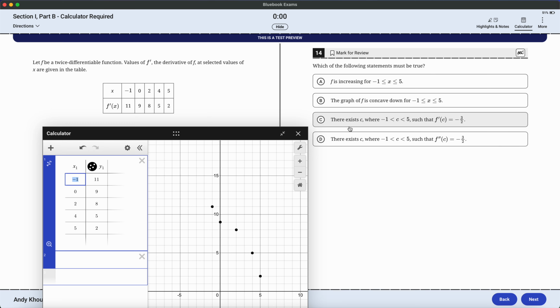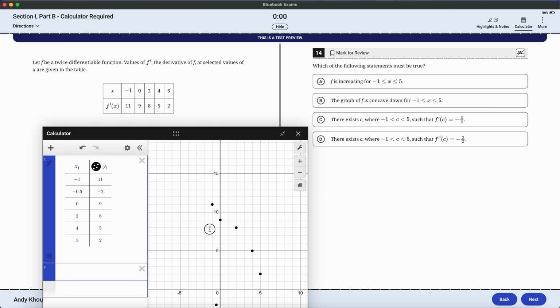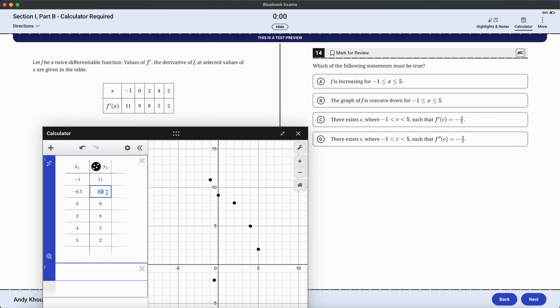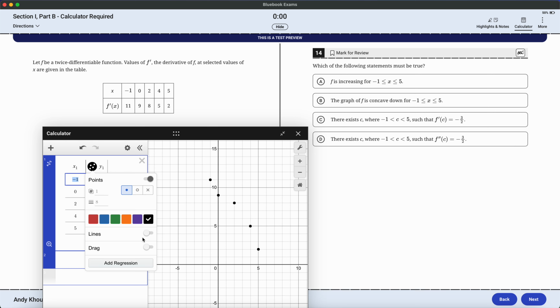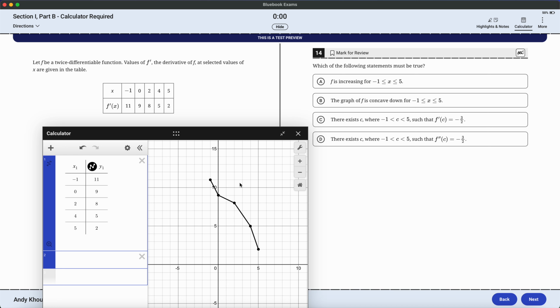C, there exists a value C from -1 to 5 such that f prime of C is equal to -3/2. Now, we are given f prime of x, so we are using the intermediate value theorem. F is twice differentiable, so f is differentiable, which means that f is continuous. So, because f is continuous, looking at 11, 9, 8, 5, and 2, there's no way I could hit -3/2 based off of this information alone. Yes, hypothetically, I could say -0.5 is like -2. However, we don't know if -0.5 is actually -2 or not. But based off of this information alone, if I were to make a little line right here, notice how I'm not crossing -3/2, so C doesn't work.